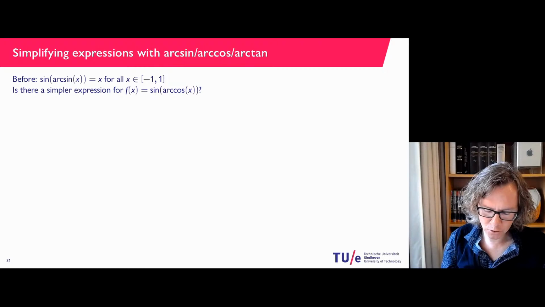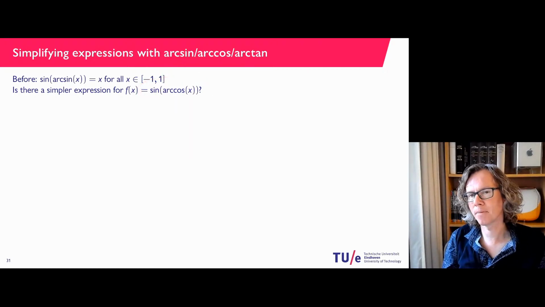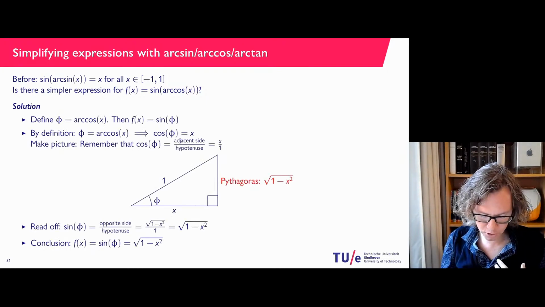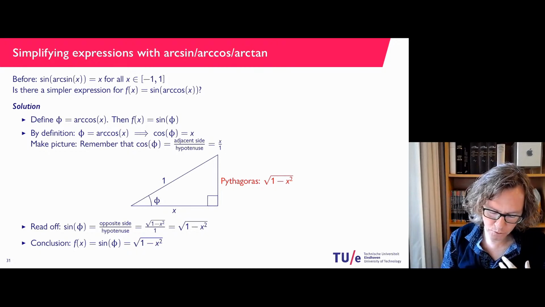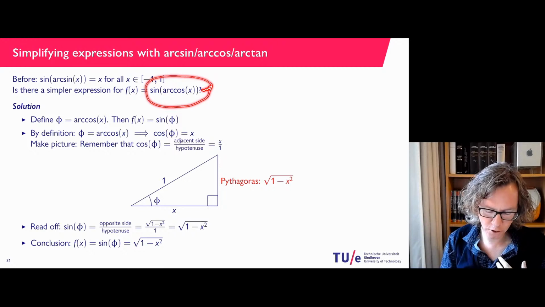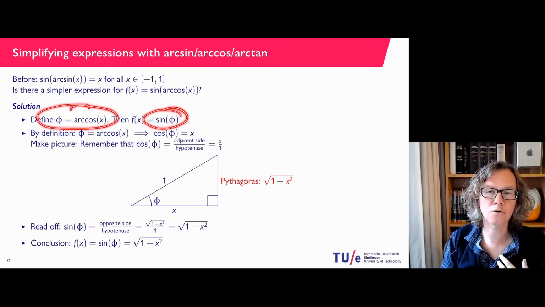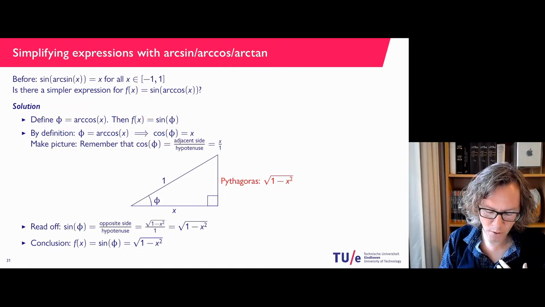So you could ask yourself the question, if you now take the sine of the arc cosine, so if you mix them, can you also simplify these expressions? And you can. And the way you do it is like this. Say that we want a simpler expression for sine of the arc cosine of x. The trick is that I'm going to write this as sine of phi, and phi I'm going to choose as arc cosine x. So I didn't do anything, right?